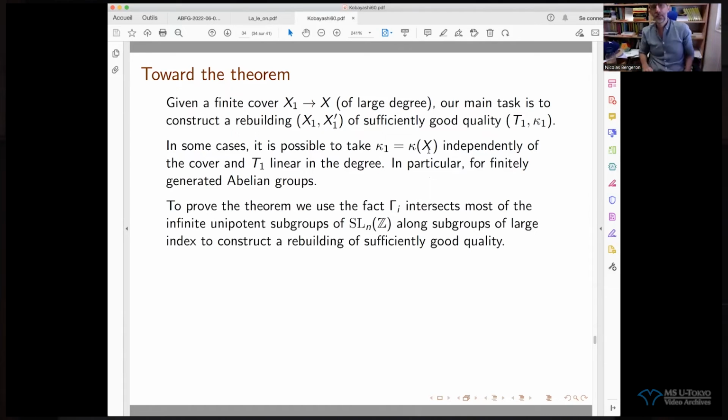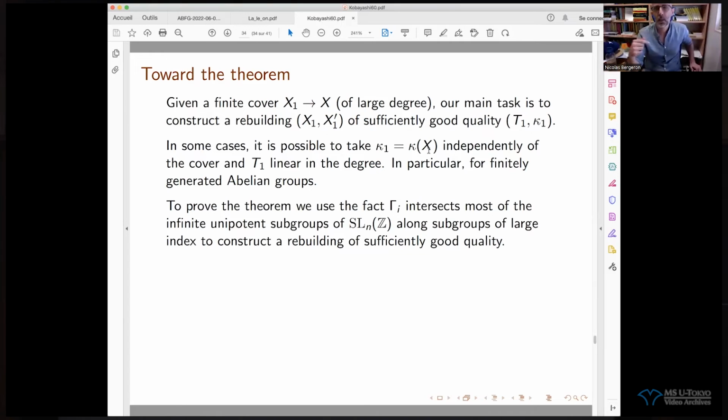And so that's the sentence here. To prove the theorem, we will use the fact that when you take this finite index subgroup gamma I in SL n Z, then they intersect most of the infinite unipotent subgroups.